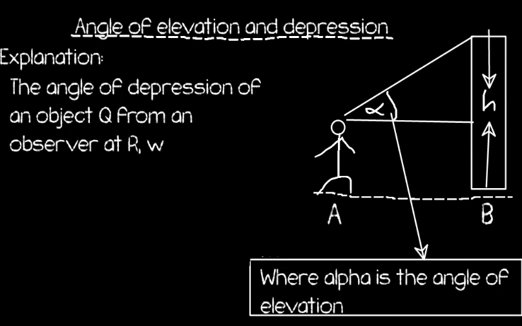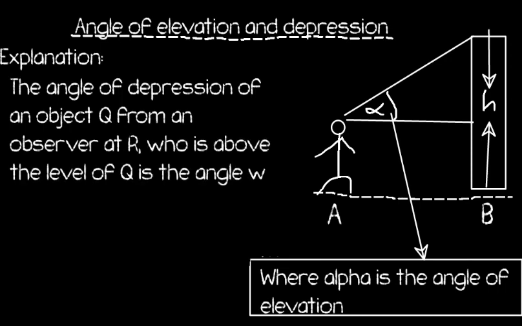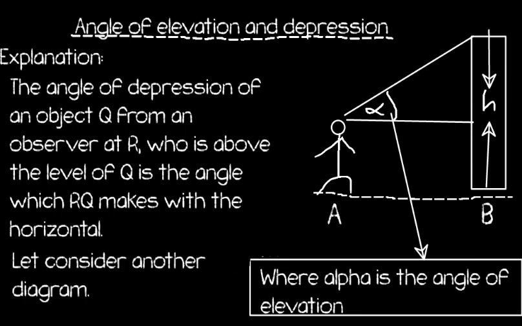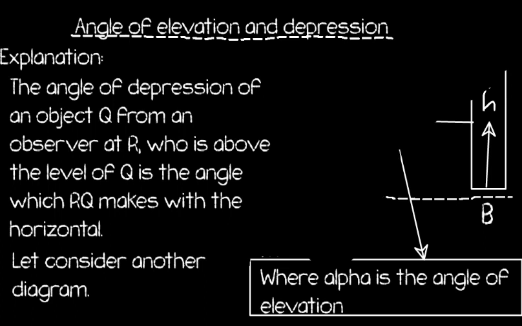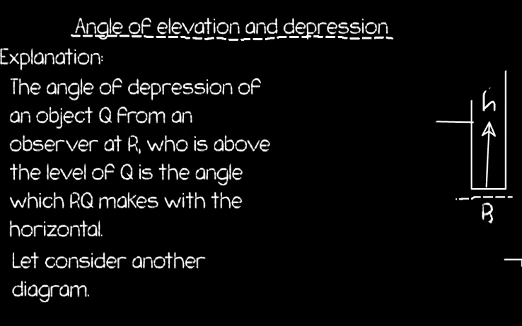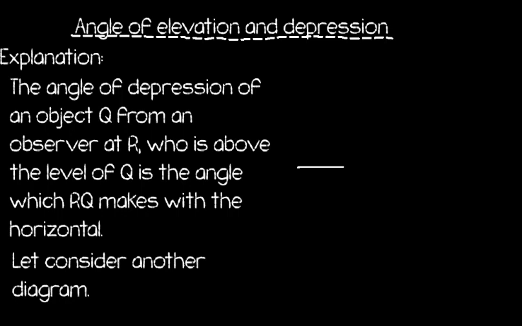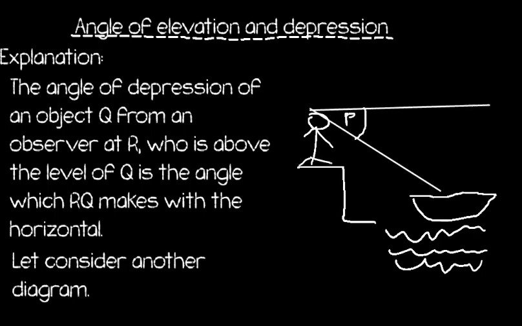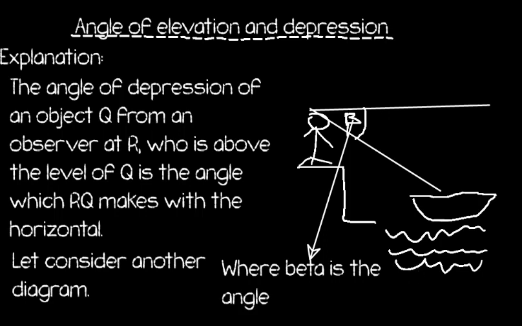The angle of depression of an object Q from an observer R who is above the level of Q is the angle which RQ makes with the horizontal. So let's consider another diagram which will explain the angle of depression. A man is standing on a heap of sand, or maybe we will say a mountain, viewing a ship on the sea or on a river. As you can see, it makes an angle of depression, which we call beta.